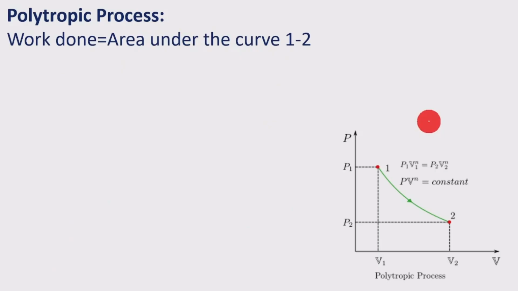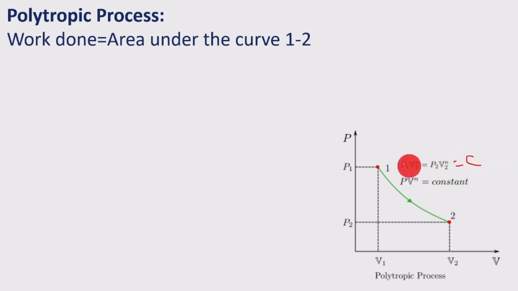In the polytropic process, whatever this curve is, it is according to the polytropic index n. On the PV diagram we can take the change of state from 1 to 2, where at state 1 the pressure is P1 and volume is V1, and at state 2 the pressure is P2 and volume is V2. This curve follows PV raised to n equal to constant. We can write P1 V1 raised to n equal to P2 V2 raised to n equal to constant.